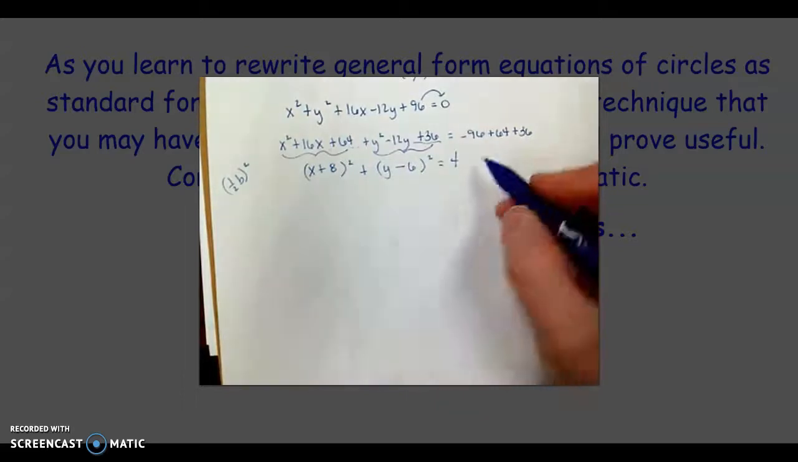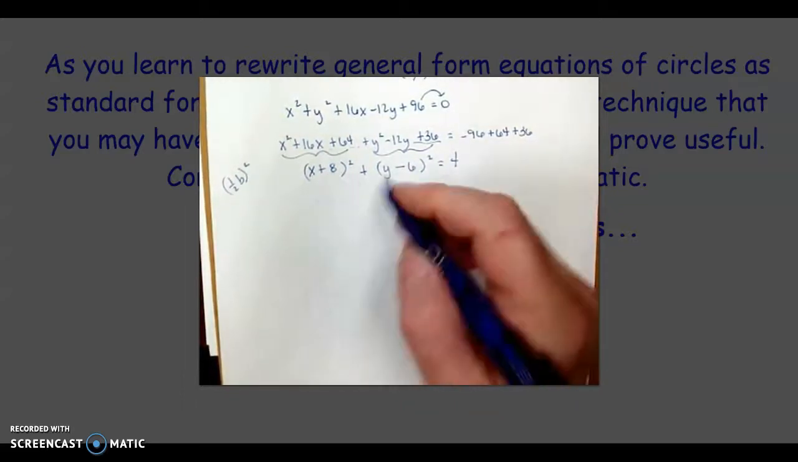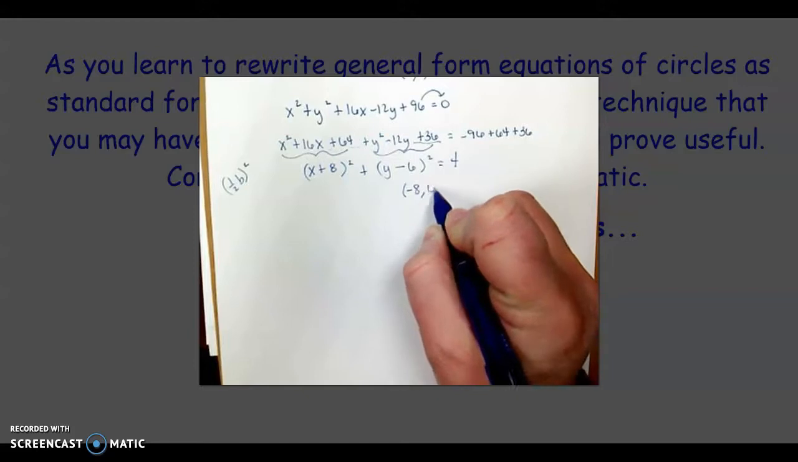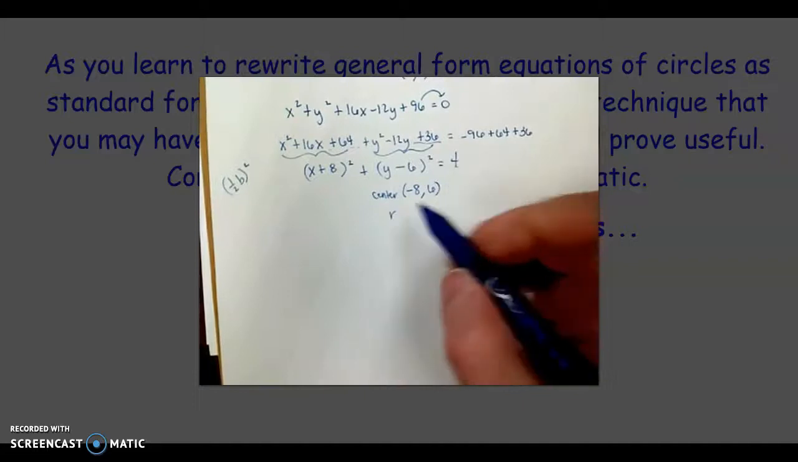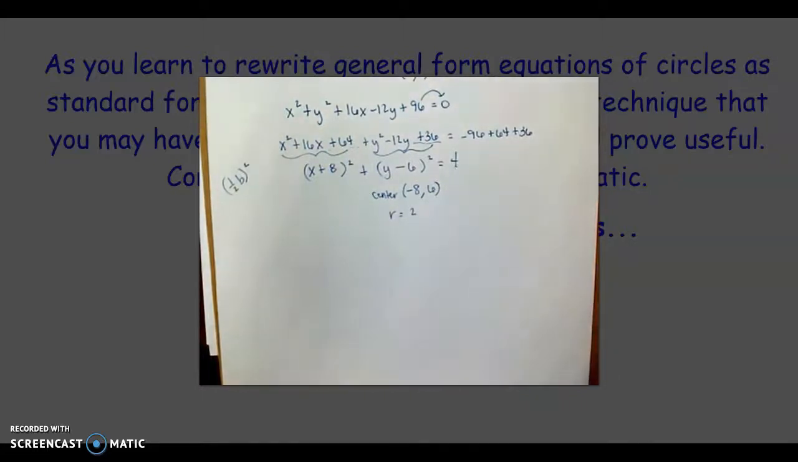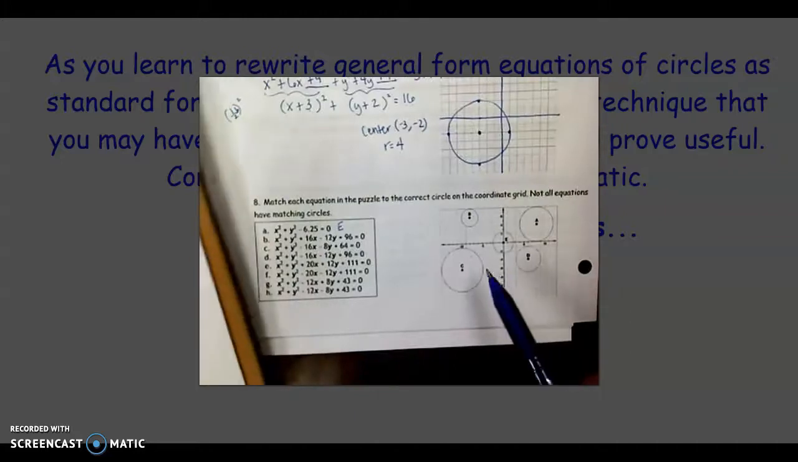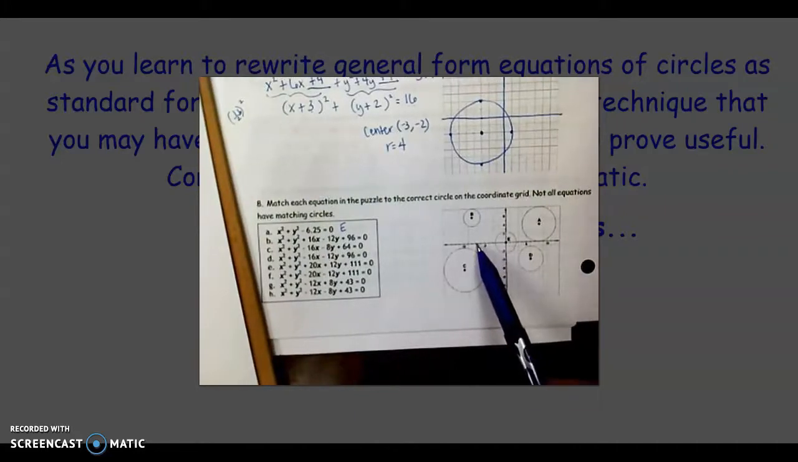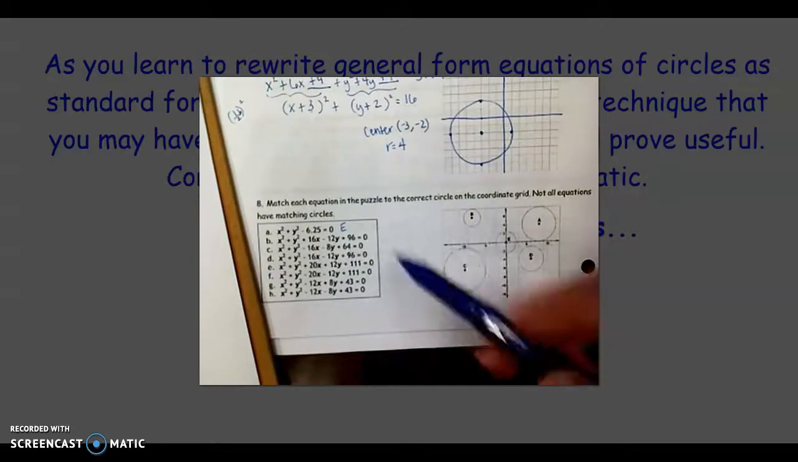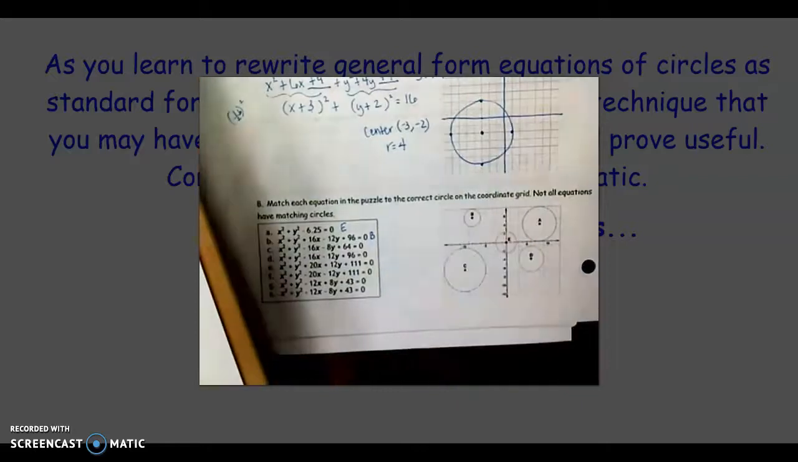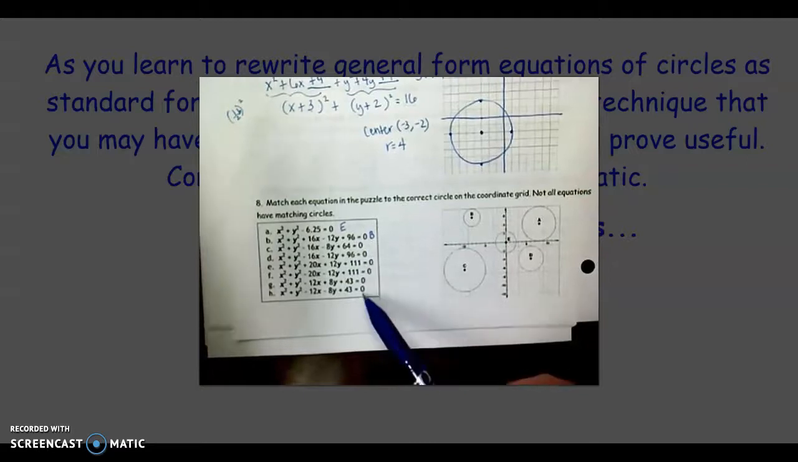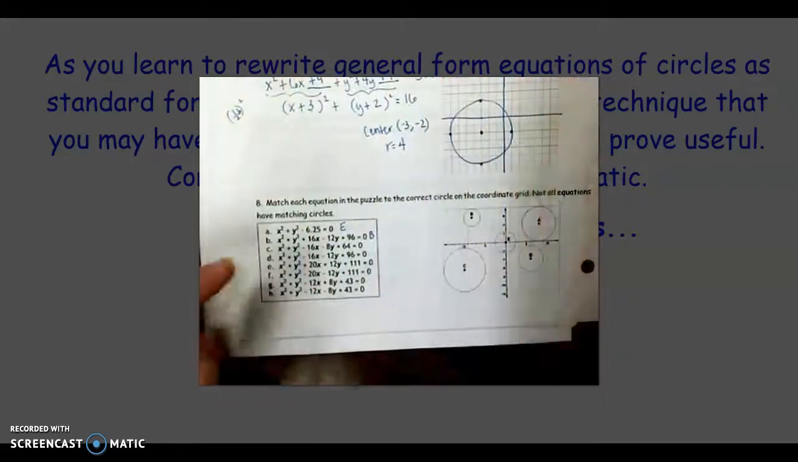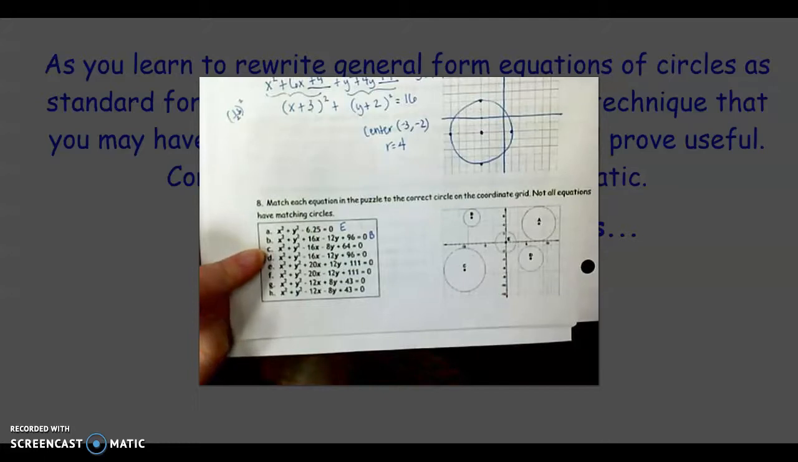So now I know the center of this circle. Remember, these signs lie. So my center is actually negative 8, positive 6. My radius is not 4. This is the radius squared. We take the square root of 4 and it's 2. So we're locating the circle that has a center at negative 8, 6, and a radius of 2, which is circle B. Are you getting a hang of it? Okay, so you can go ahead and match the ones with those by completing those. Of course, we're going to have some that are not used at all.